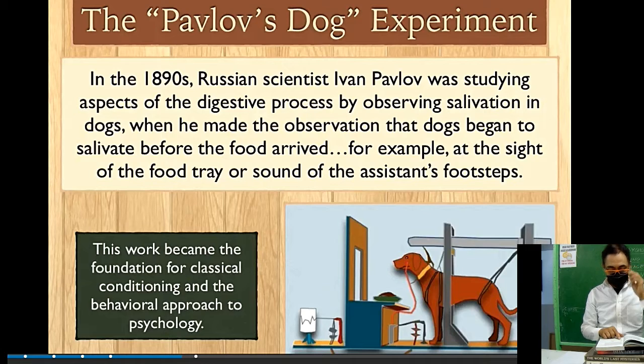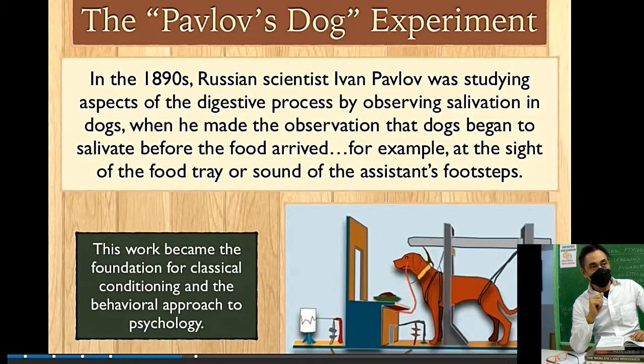The Pavlov's dog experiment. In the 1890s, Russian scientist Ivan Pavlov was studying aspects of the digestive process by observing salivation in dogs. He observed that the dogs began to salivate before the food arrived, for example at the sight of the food tray or the sound of the assistant's footsteps. This work became the foundation for classical conditioning and the behavioral approach to psychology.